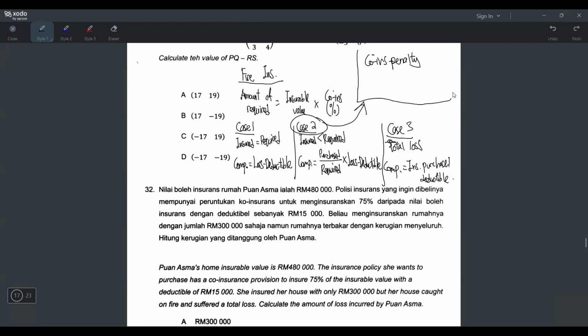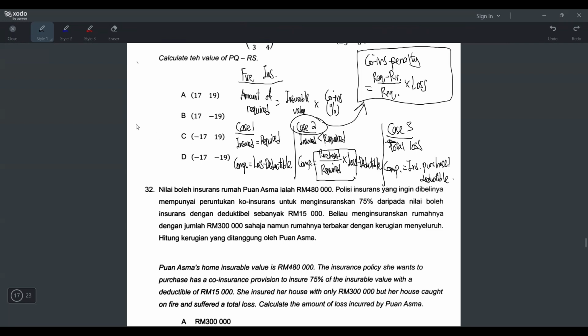The co-insurance penalty only happens when your insured value is less than required, right? Because you didn't buy according to the required amount. That's why you have to bear the penalty, right? So the penalty formula, in other words, is you will just take this part of the formula, but you take the other side of the fraction. So instead of taking purchase over required times loss, you will take required minus purchased over required times loss.